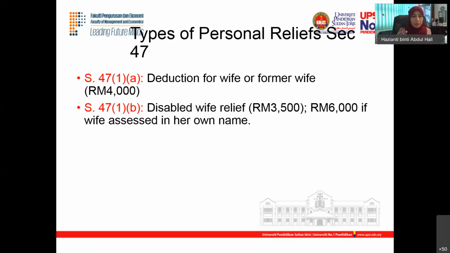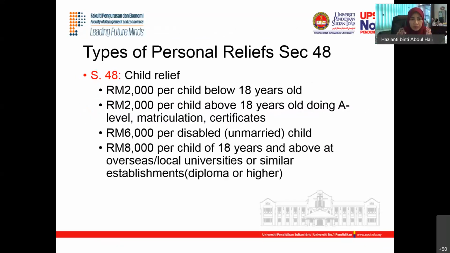Yeah, wife relief 4,000 is the max. If the wife is disabled, there is additional relief of 3,500. If the wife is assessed on her own name, she will get 6,000. We will look at questions later. For now, we just go through the types of personal relief. Alright, next one we have child relief. For section 48, child relief is a bit tricky also.